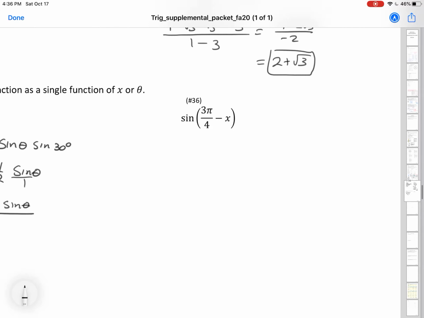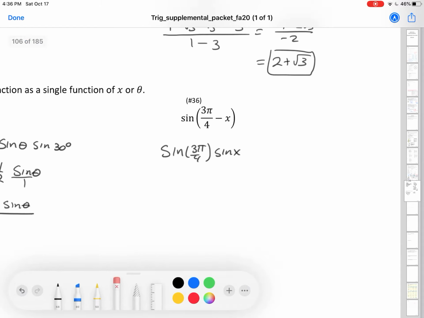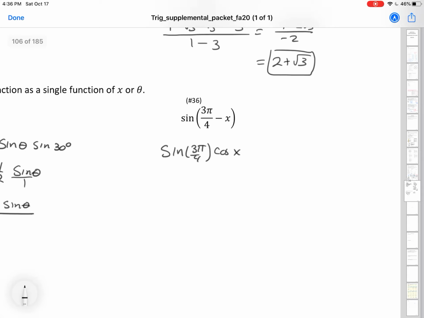And then how about this? Sine of 3 pi over 4 minus x. Okay, sine. That's right. That's sine of the first angle times cosine of the second. I'm sorry, I said sine, times cosine of the second. Apologize. Don't know why I said that. So sine, cosine, since those are different, same sign in the middle. And then cosine of that first angle is how they choose to do it, and sine of the second angle.